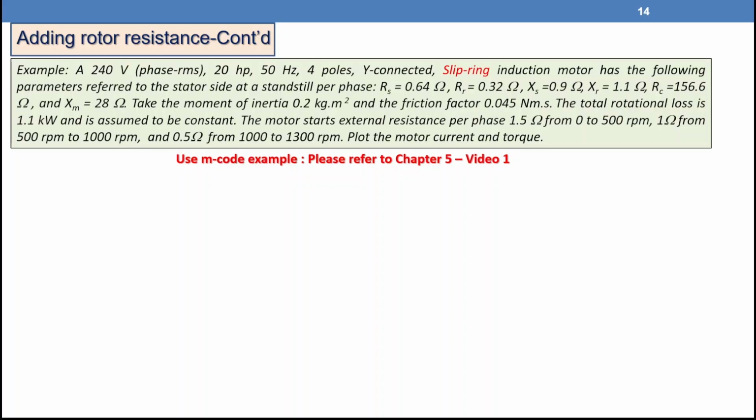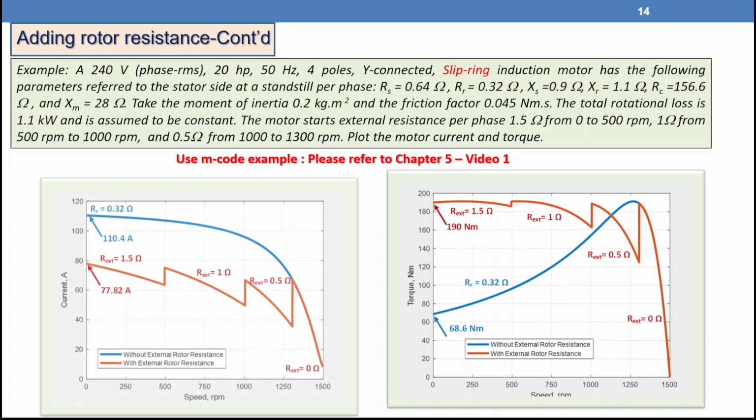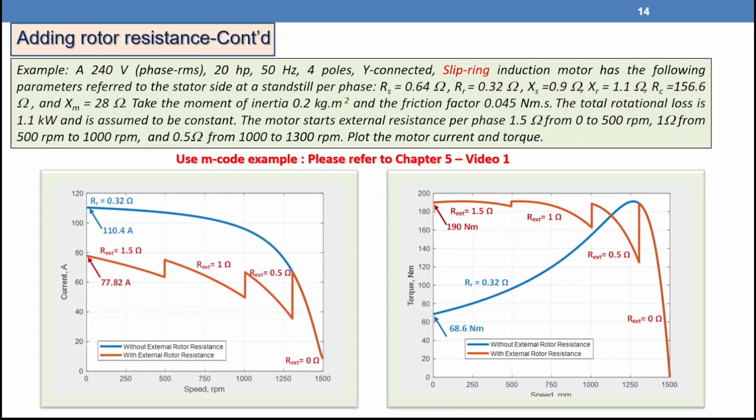From 500 RPM to 1000 RPM, we are going to add 1 ohm. From 1000 RPM to 1300 RPM, we're going to add 0.5 ohm. After this speed, the resistances will be short-circuited. So we are going to look for the current and torque. The current will be on the left and the torque will be on the right.